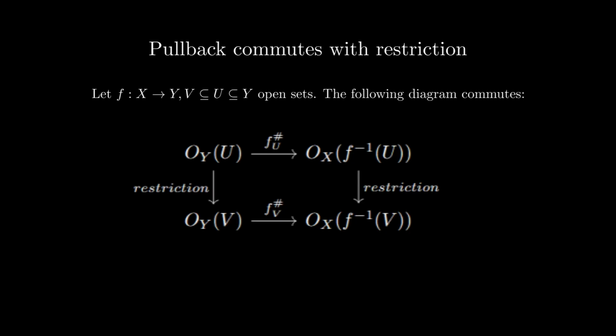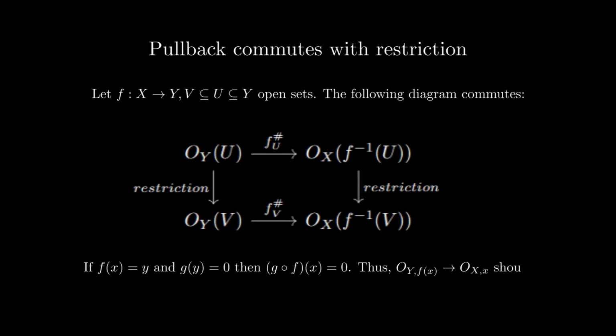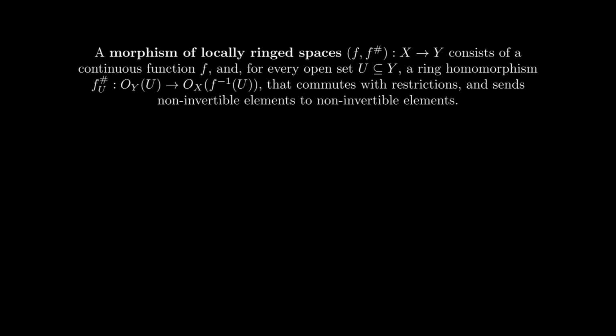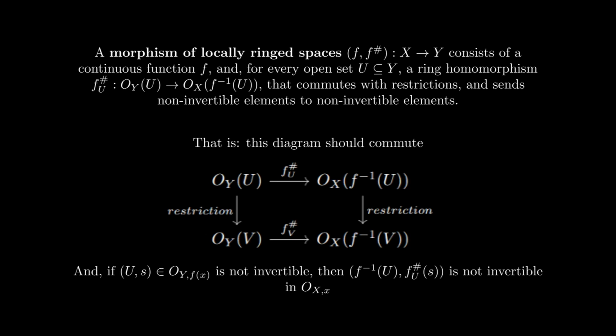This ring homomorphism, called pullback, has the property that it commutes with restriction. That is, in this diagram, both ways of going from the top left to the bottom right have the same result. The pullback also has a nice property involving stalks: it sends non-invertible elements to non-invertible elements. We define a morphism of locally ringed spaces based on this concept. It's a continuous function f, and for every open set U of Y, a pullback ring homomorphism that commutes with restriction and has a nice property with stalks. It sends non-invertible elements to non-invertible elements.